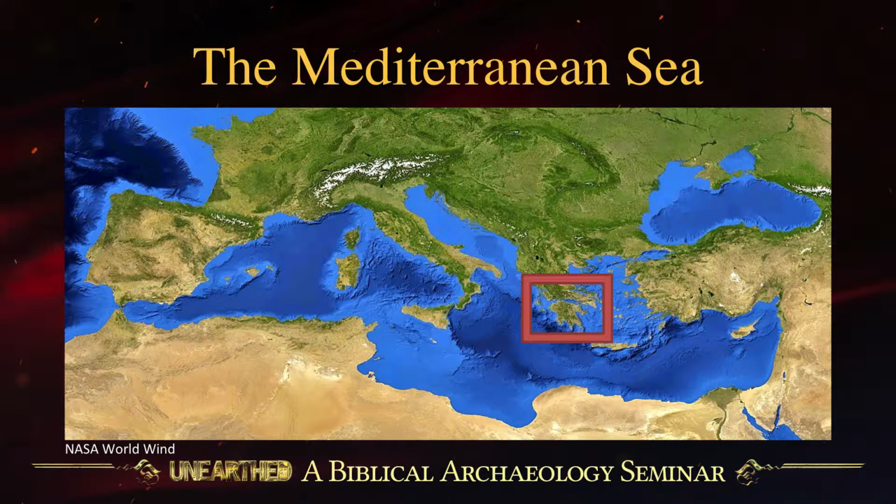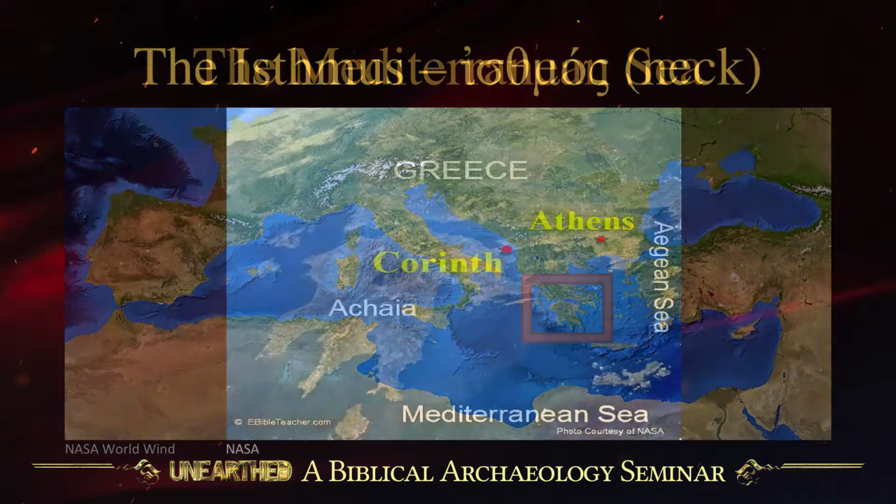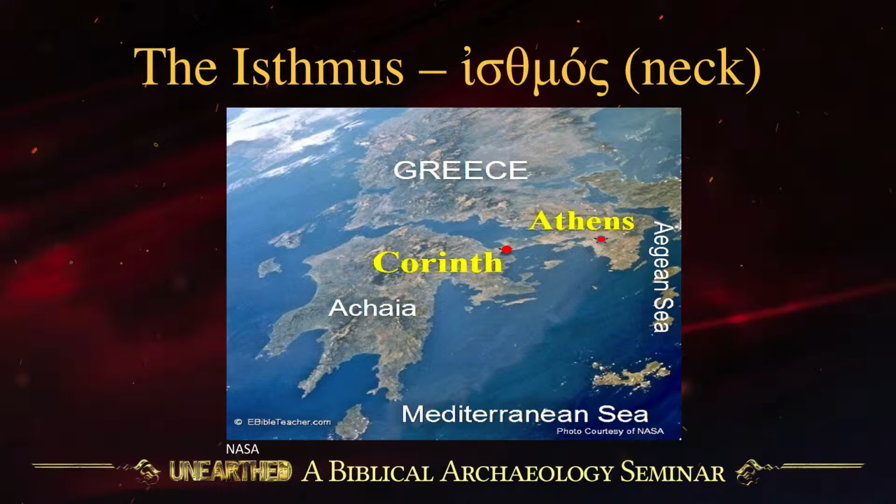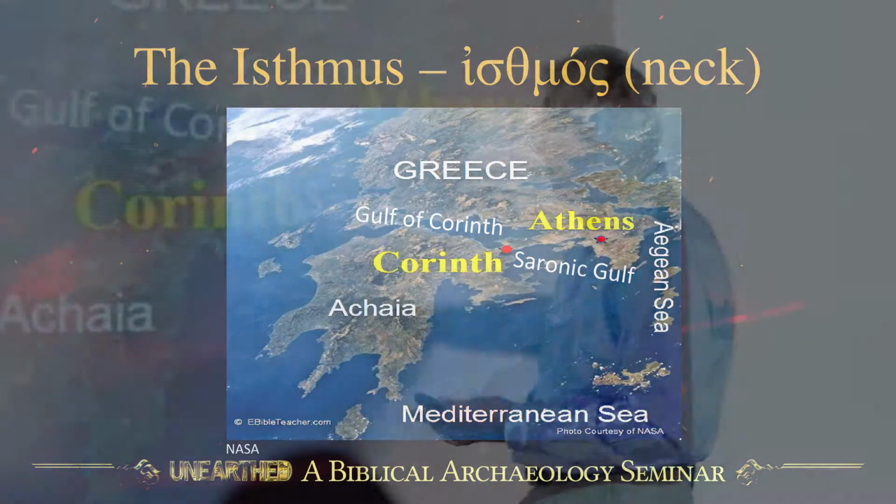Let's zero in on the area in the red box. The area immediately in the south of Greece, that sort of lump sticking out, is the Peloponnese. You can see that Athens is over here, and there is Corinth. You can see also there are two other gulfs coming in. From the Aegean Sea, you have the Saronic Gulf coming right in here, and from the Adriatic Sea, you have the Gulf of Corinth coming right into here.